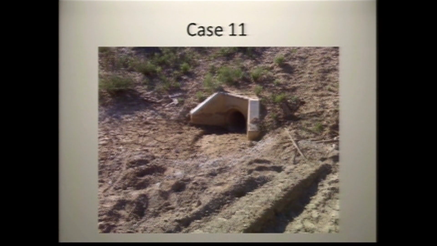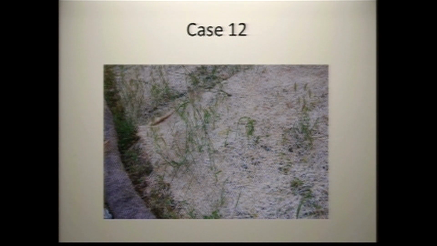Obviously, this needs help. This is a shot of straw rolled erosion control product. And we got vegetation coming up through it. Maybe.